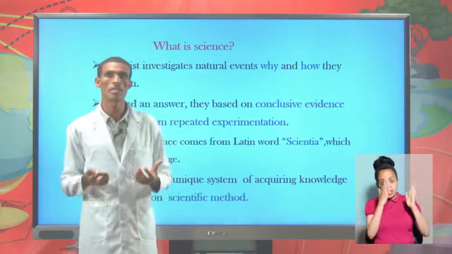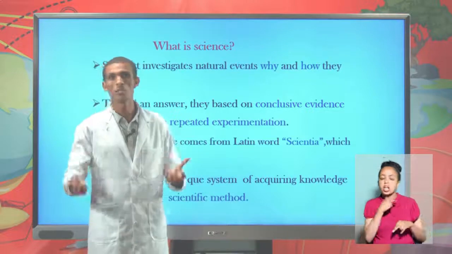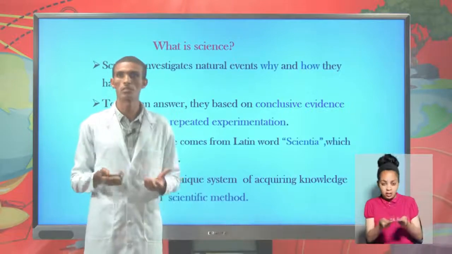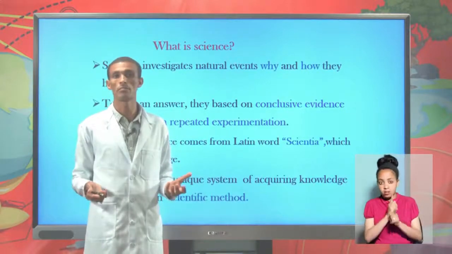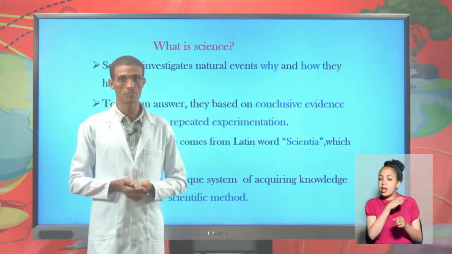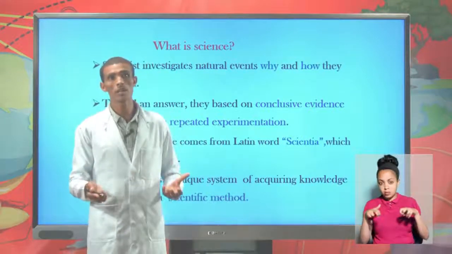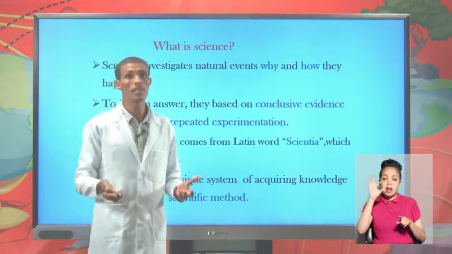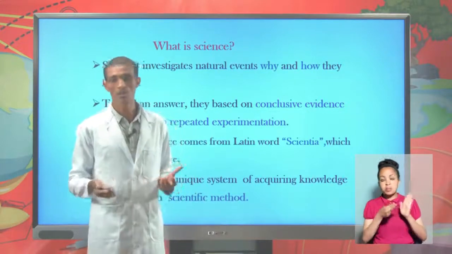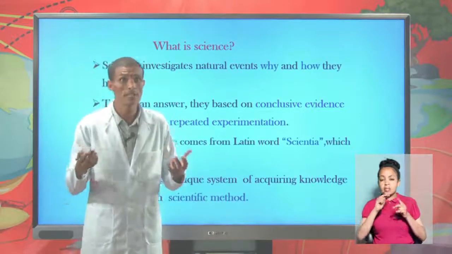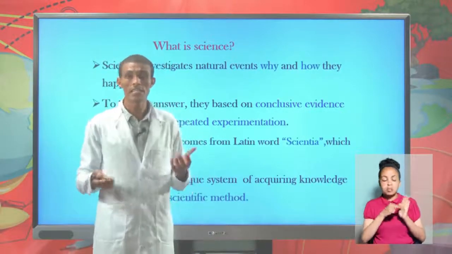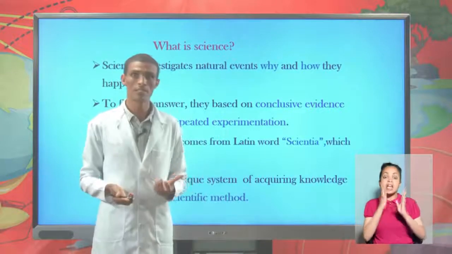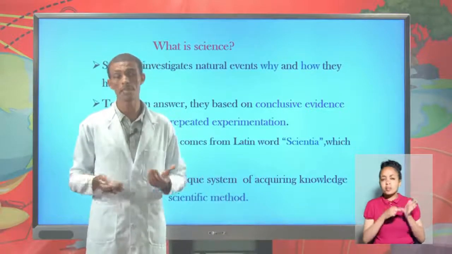Scientists investigate natural events, why and how they happen. To give a real answer, they base it on conclusive evidence that they obtain from repeated experimentation. The word science is derived from a Latin word scientia, which means knowledge. But when we say science, it is a unique system of obtaining knowledge through scientific method. Student, do you know what I mean by scientific method?